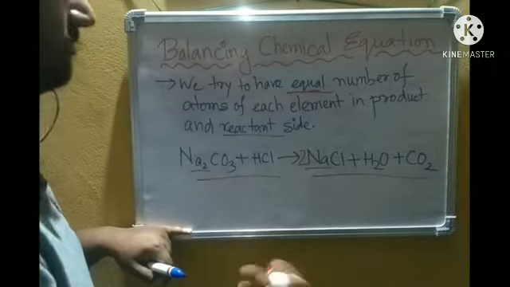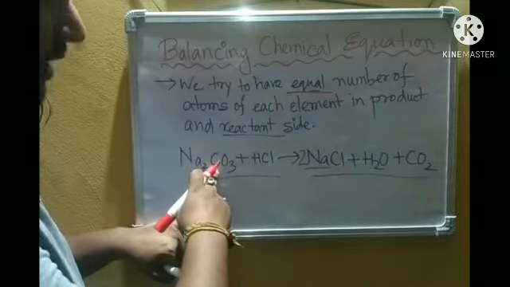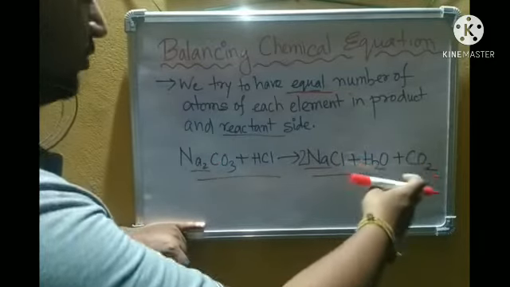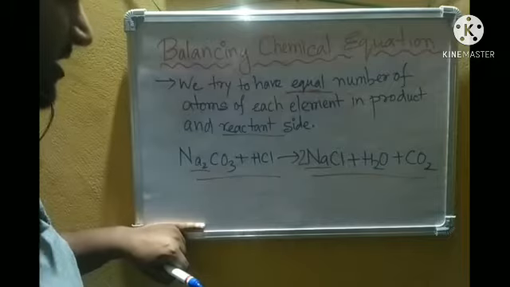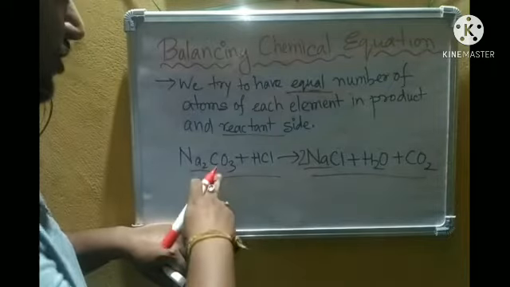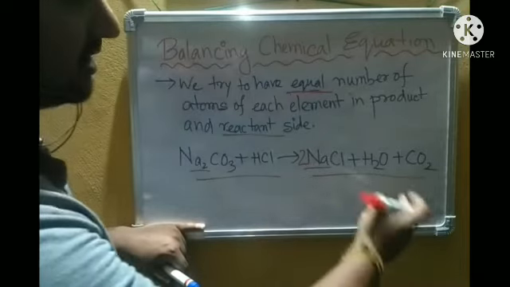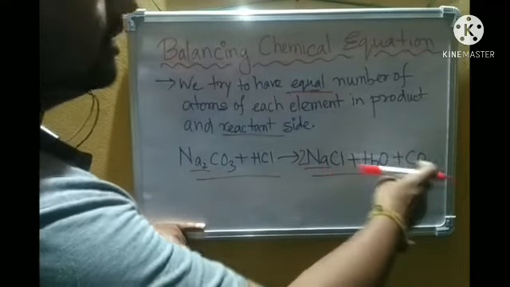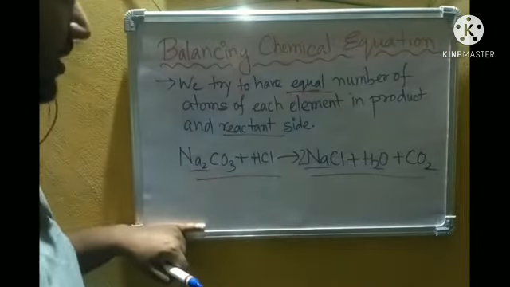Next, we will try to balance carbon. How many carbon atoms do we have? 1. And how many atoms on the product side? 1. So it is already balanced. So carbon is balanced. Now we'll look at oxygen. We have 3 oxygen here, and similarly on the product side we have 3 oxygen. There is 1 here and 2 here. So 1 plus 2, we have 3 oxygen atoms.